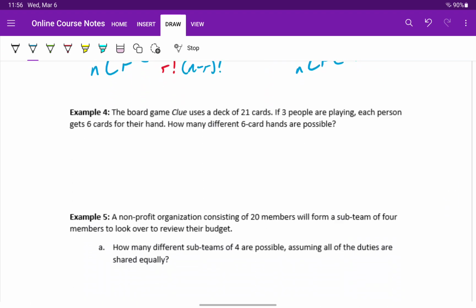We can apply this to games, for instance in the board game Clue, which uses a deck of 21 cards. 3 cards are set aside as part of the solution after all the cards are dealt for the murder mystery. Then if 3 people are playing, that means each person gets a third of the 18 cards that aren't part of that solution. So each person gets 6 cards in their hand. How many different 6-card hands are possible?